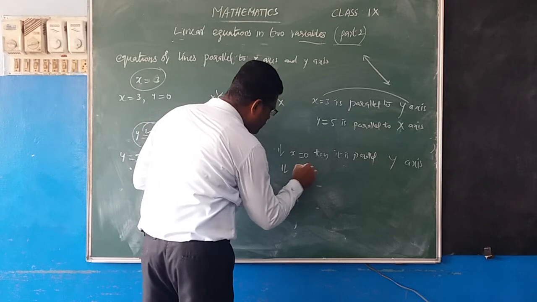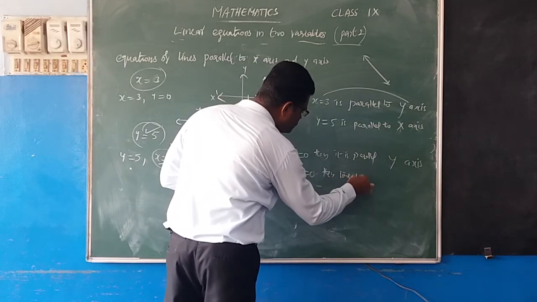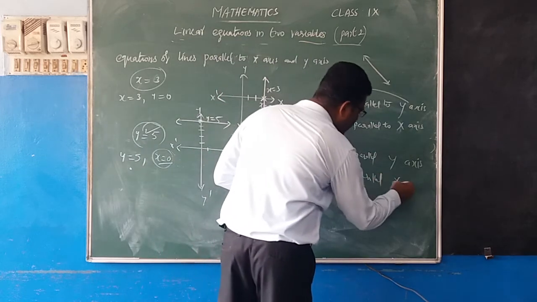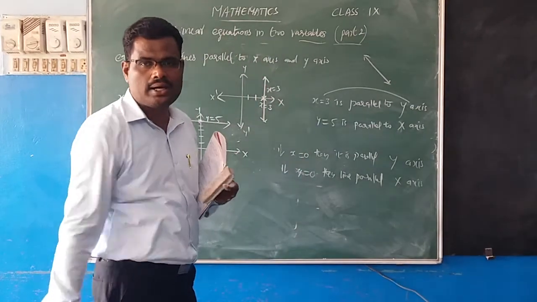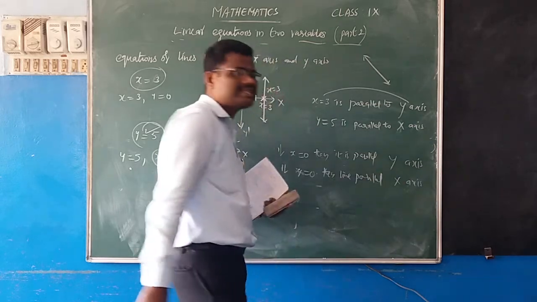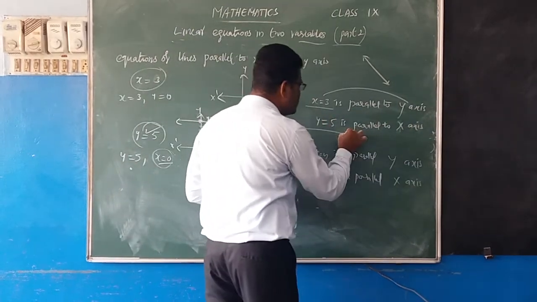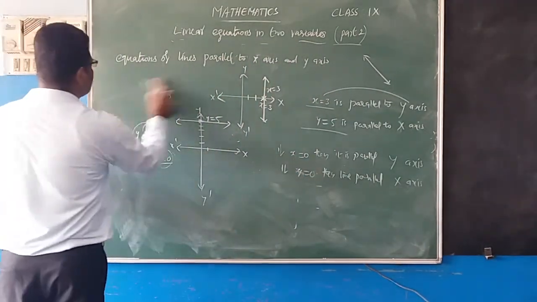If x is equal to 0, then the line is parallel to y axis. If y is equal to 0, then the line is parallel to which axis? Then the line is parallel to x axis. Vice versa. If x is 0, then it is parallel to y axis. If y is 0, then it is parallel to x axis. If x is equal to 3, parallel to y axis. Y is equal to 5, parallel to x axis.